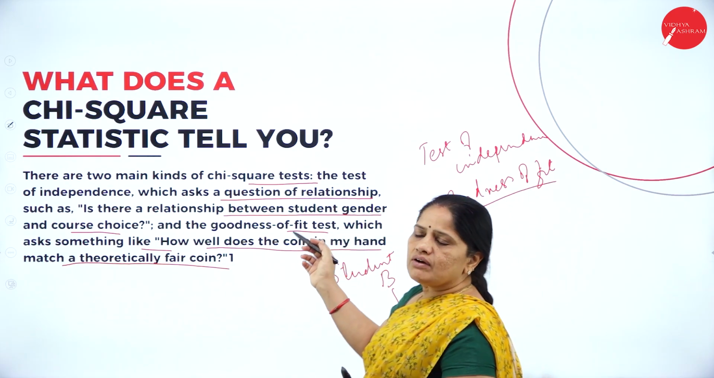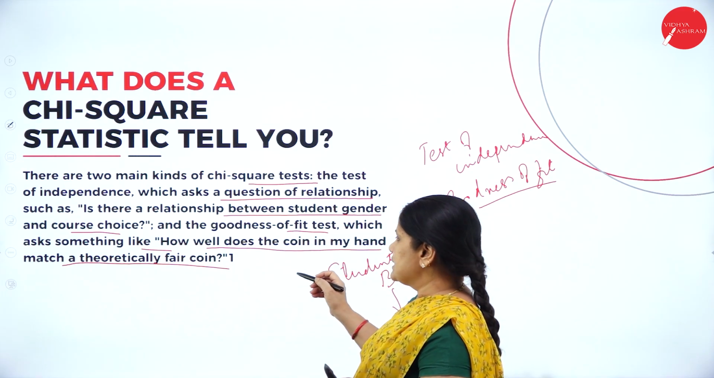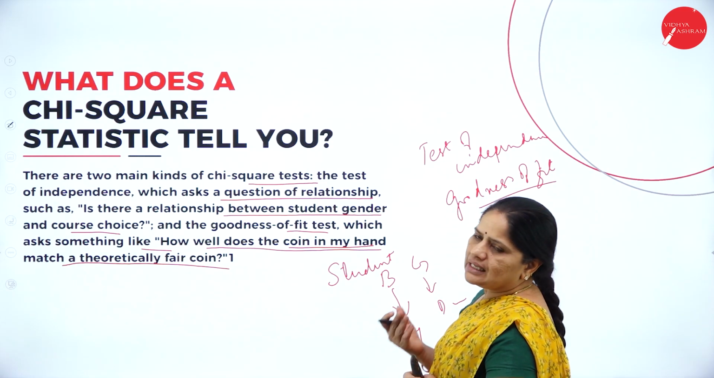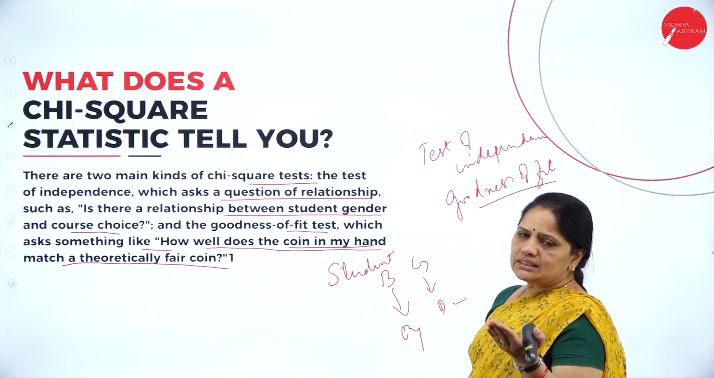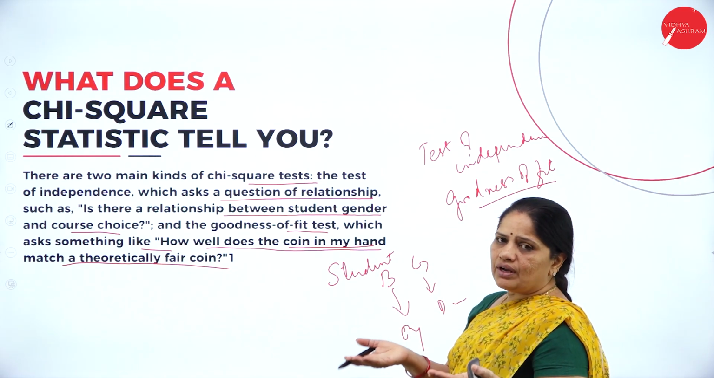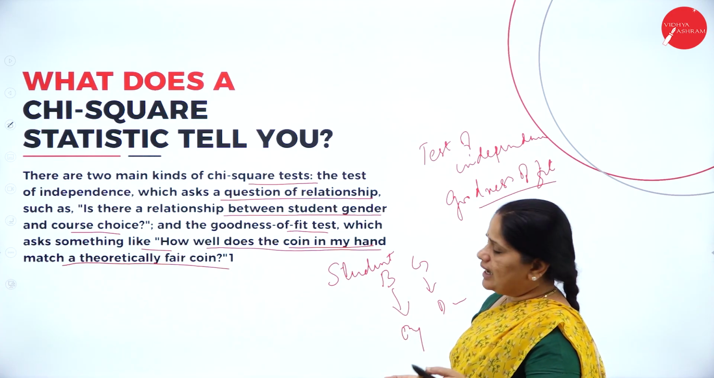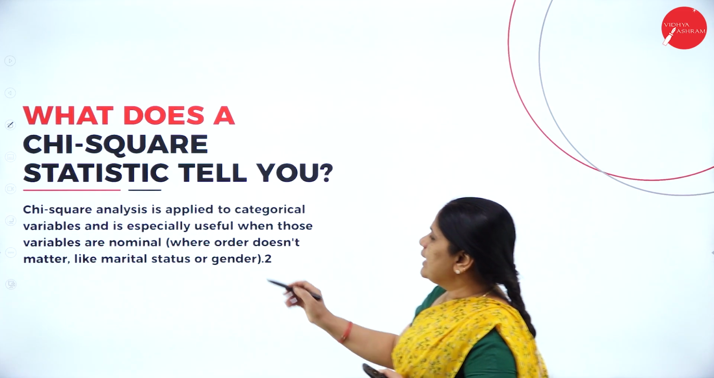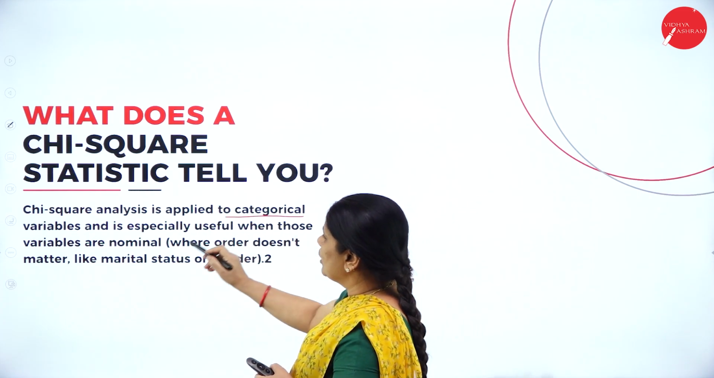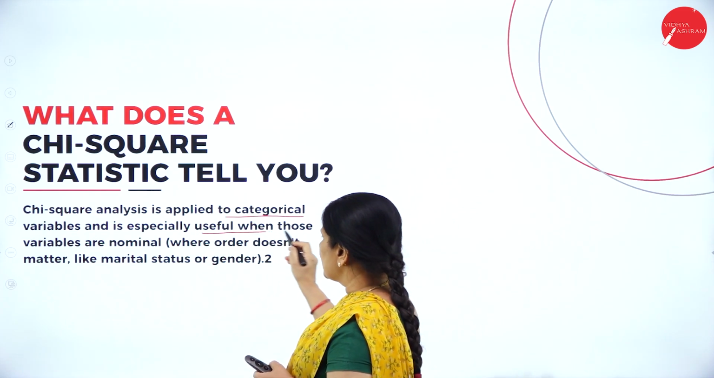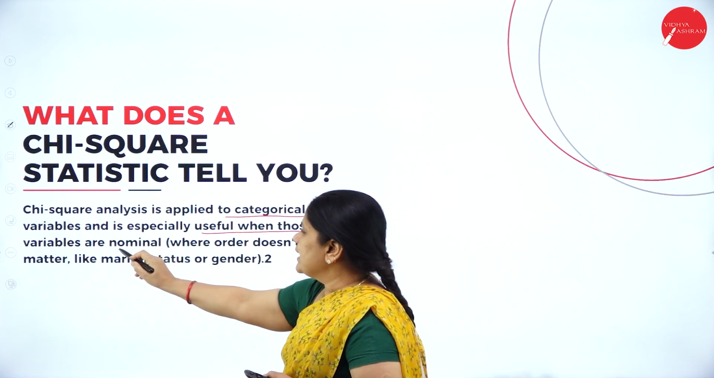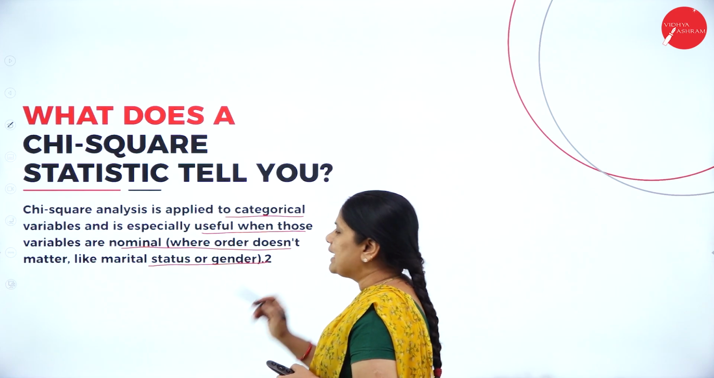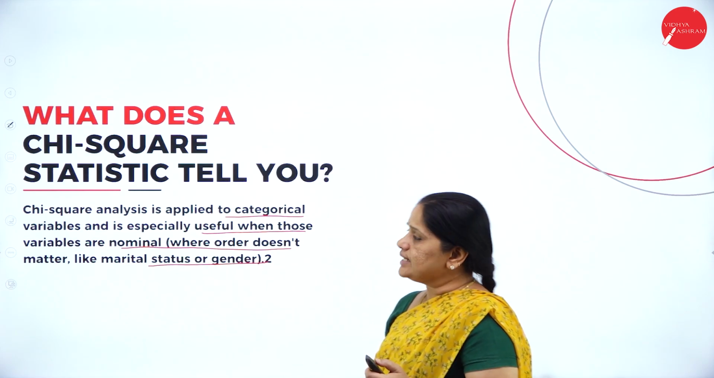Then, next one is the goodness of fit. It will give answers to how well the coin in my hand matches a theoretically fair coin. How is the coin in my hand different from a fair coin? We can have this goodness of fit test. Chi-square analysis is applied to categorical variables and is especially useful when those variables are nominal, where order doesn't matter, like marital status or gender.